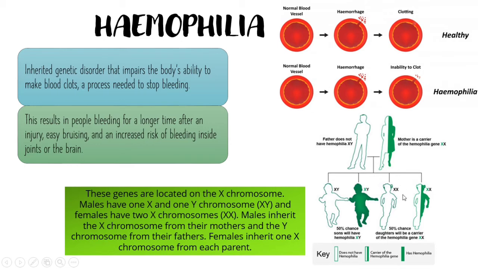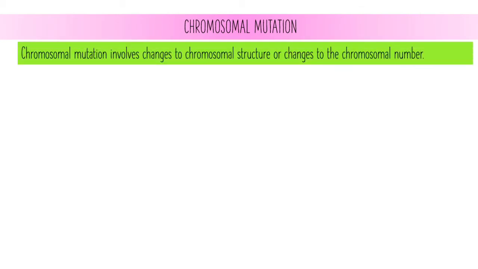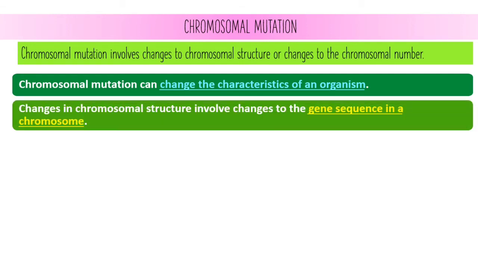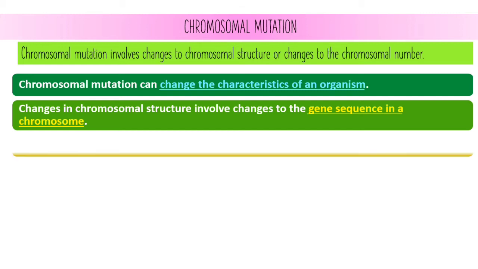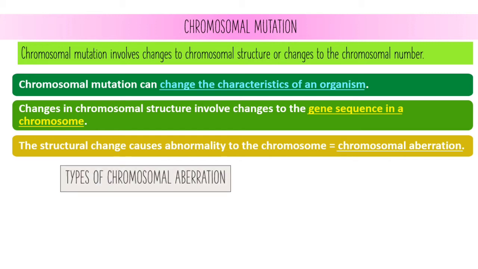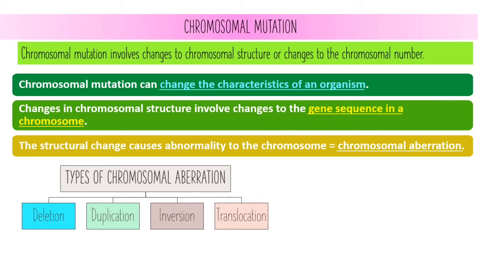Okay, next we discuss chromosomal mutation, another type of mutation. Chromosomal mutation involves changes to chromosomal structure and changes to the chromosomal number. Chromosomal mutation can change the characteristics of an organism, and the change in chromosome structure involves a change to the gene sequence in the chromosome. The structural change that causes abnormality to the chromosome is called chromosomal aberration. There are 4 types of chromosome aberration: deletion, duplication, inversion, and translocation.